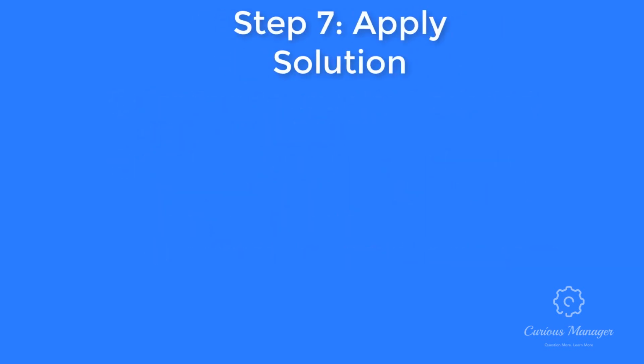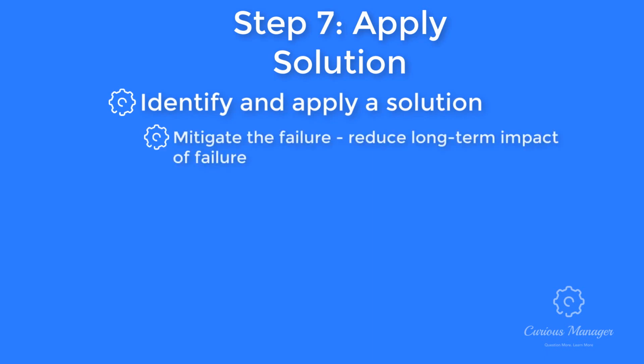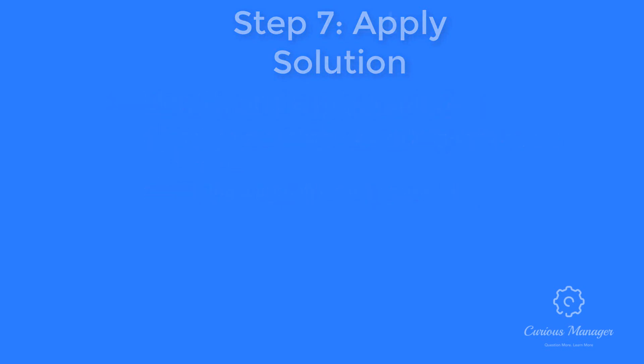Once a selected likely cause has been found to be valid, a solution is then identified. A solution can do one of 2 basic things. Either 1, mitigate the failure, which entails a short-term solution aimed at reducing the long-term impact of the failure on the operation of the system, or number 2, eliminate the probable cause altogether. The choice depends on both the resources available and design-based limitations.